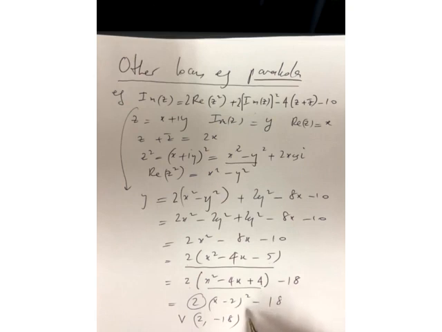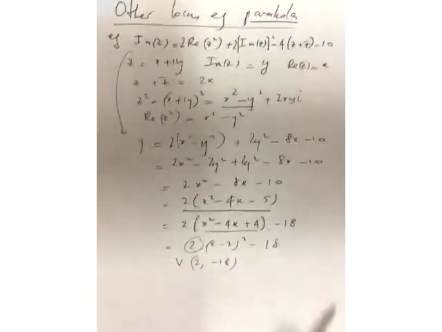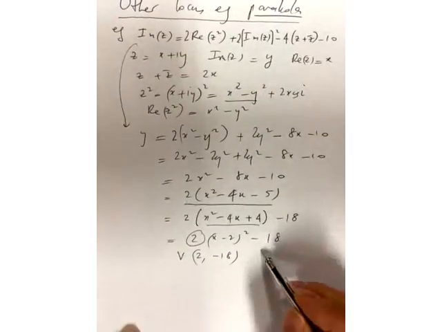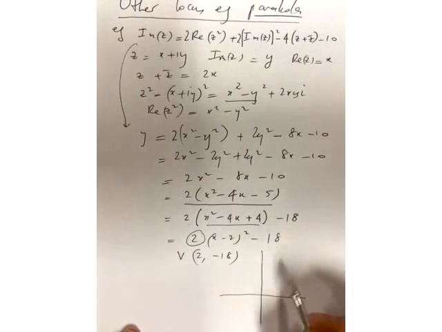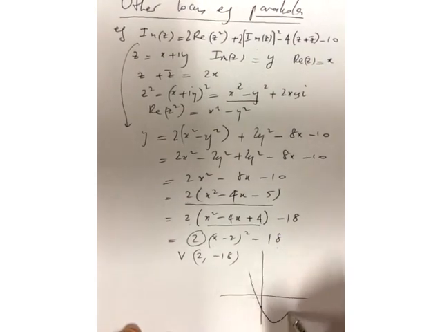And the y-intercept is when x equals 0. When x equals 0, you get 8 minus, and this guy's going to be minus 10, obviously. So if I ask you to sketch that, then it will be (2, minus 18), with a y-intercept of minus 10. So that's what it looks like.